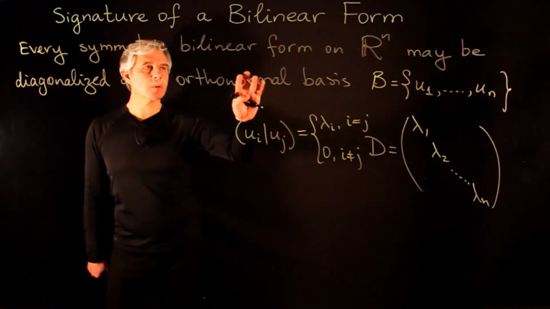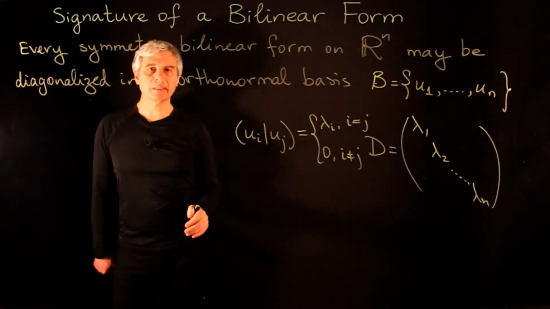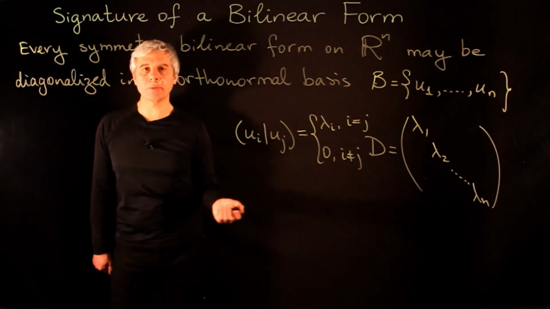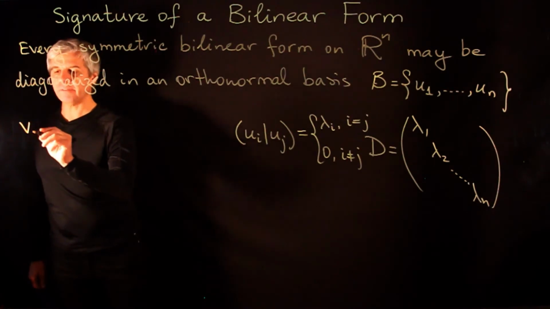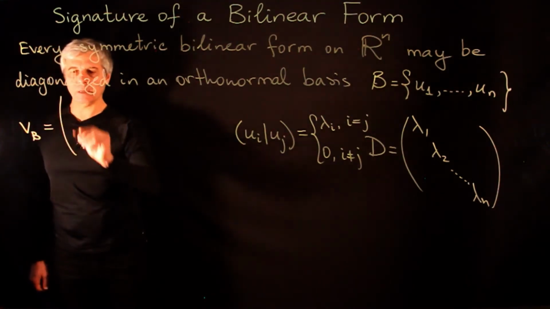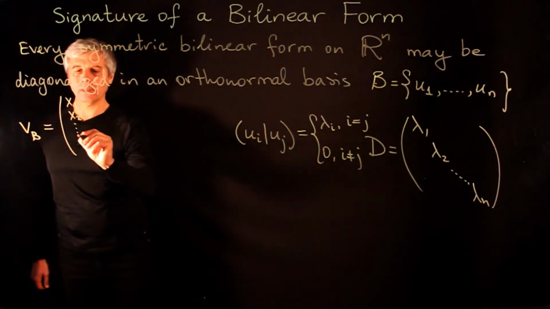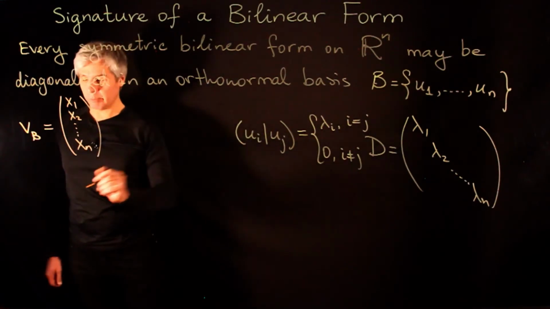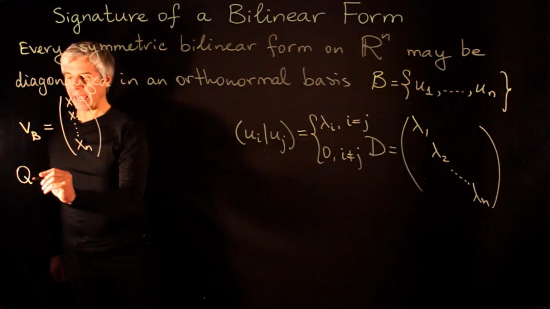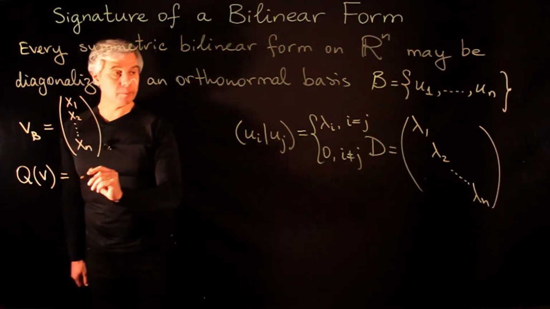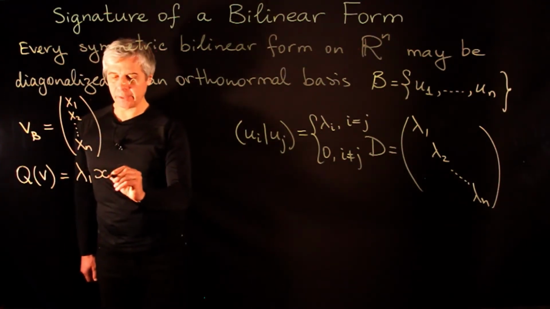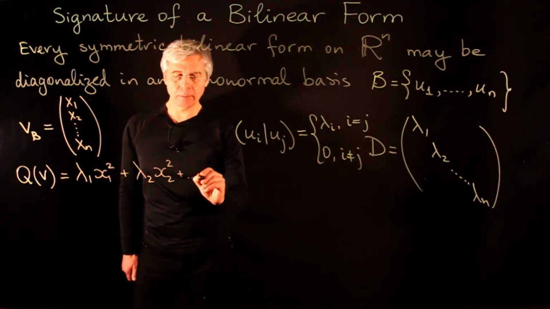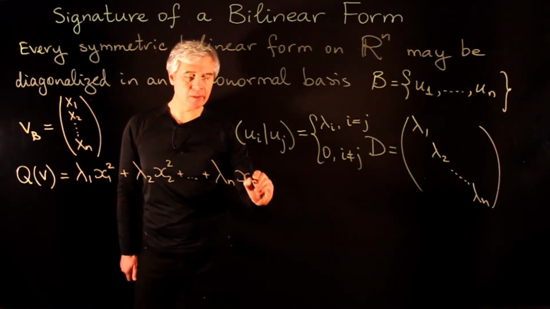Today, we're going to work with bilinear forms on Rn, but everything that we say today equally applies to Hermitian forms on complex spaces. If we take a vector v with coordinates x1, x2, xn, then the quadratic form corresponding to this bilinear form can be written as: q of v will be lambda 1 x1 squared plus lambda 2 x2 squared plus lambda n xn squared.